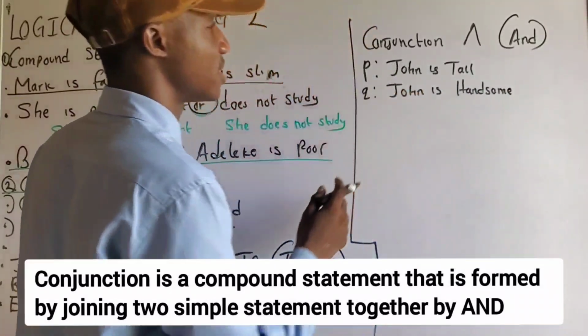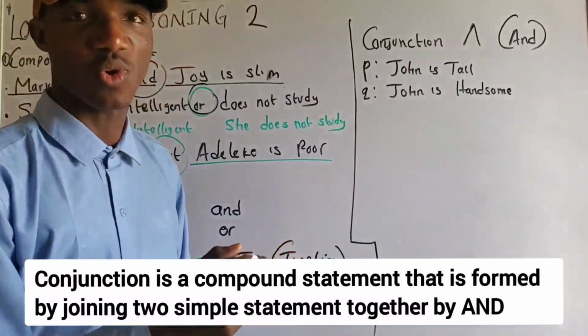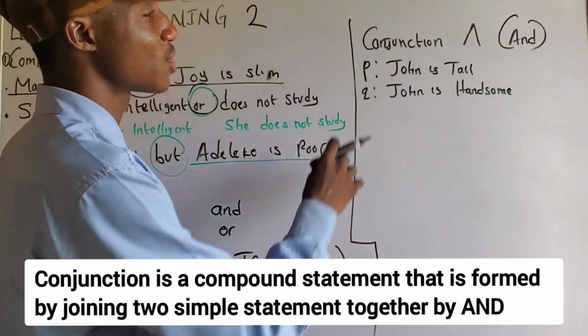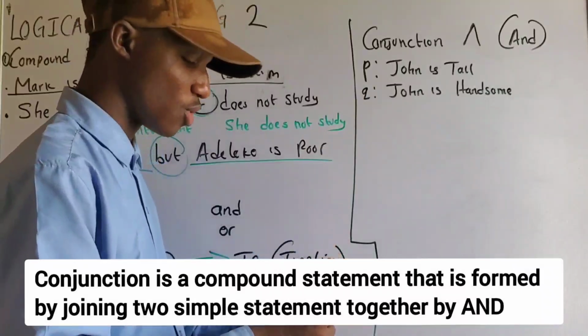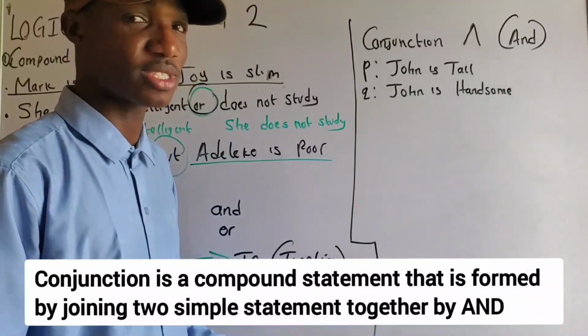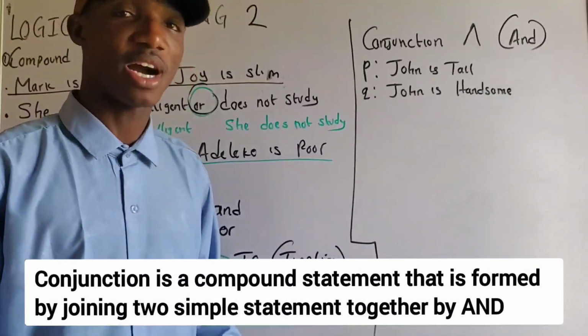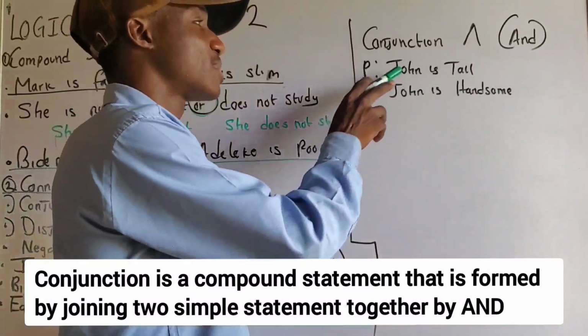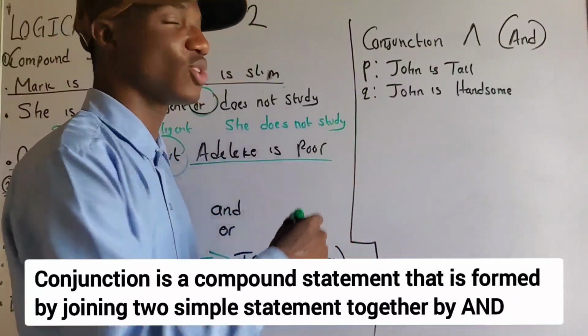Look at these two statements. P represents John is tall and Q represents John is handsome. Now, I want to combine them. I'm very sure you are aware that both of them are statements, you understand? They are statements because they can be argued out. They can be used in logical context.